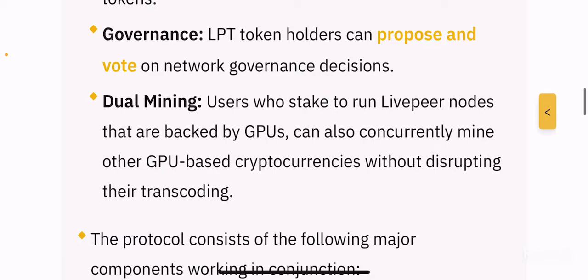Governance: LPT token holders can propose and vote on network governance decisions. Again, pretty similar concept to every single governance token. You can participate in the network's growth and development by being an LPT token holder and participating in their governance, right?